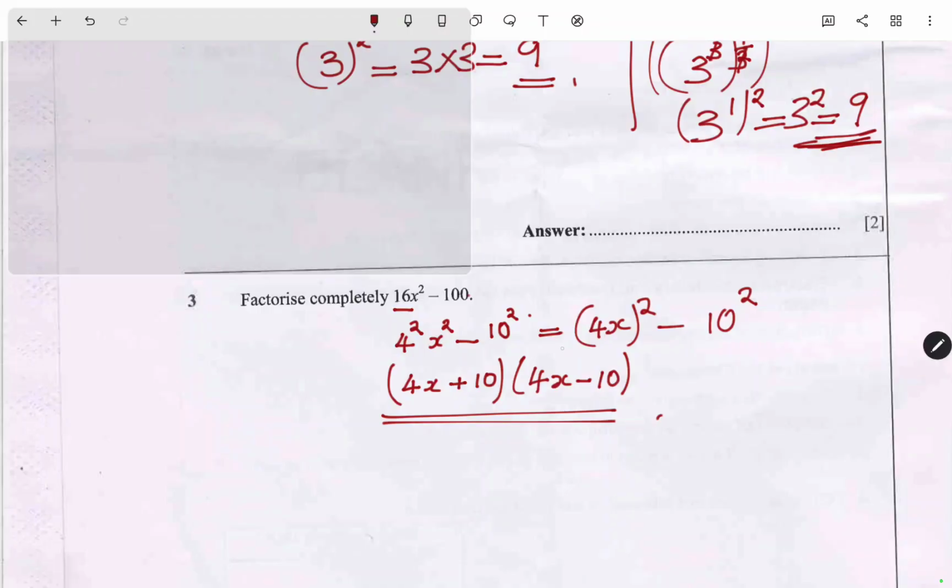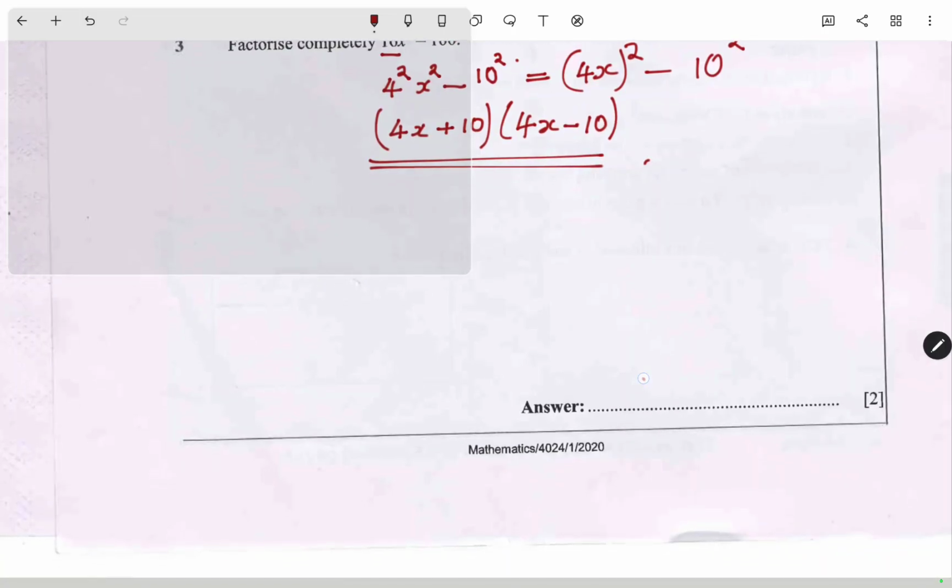So each time you're given such an expression, make sure that everything that is involved is squared. Then you can go ahead and factorize using the difference of 2 squares principle.